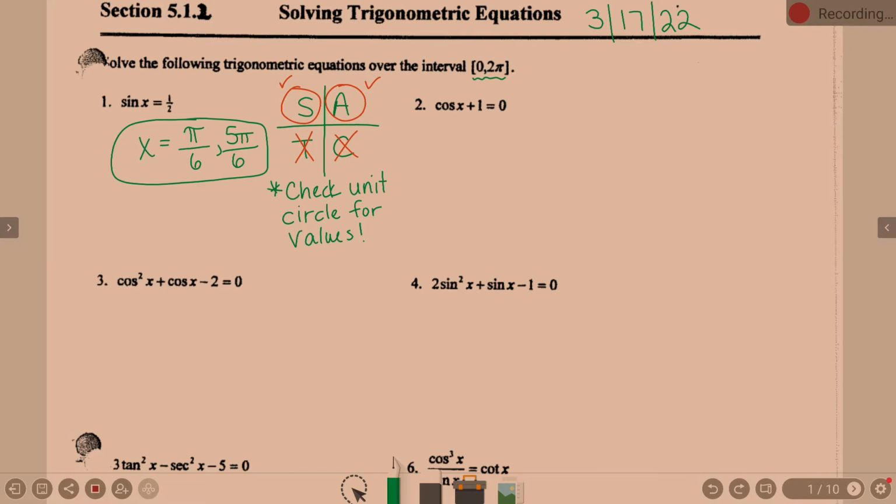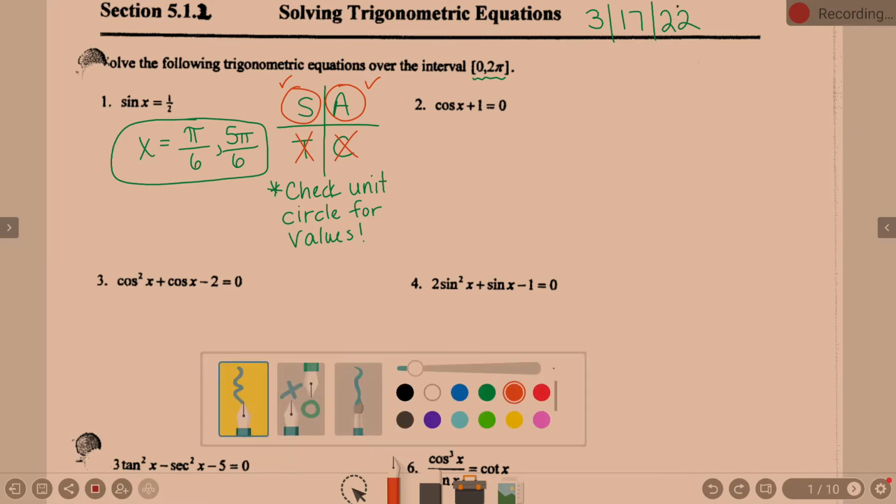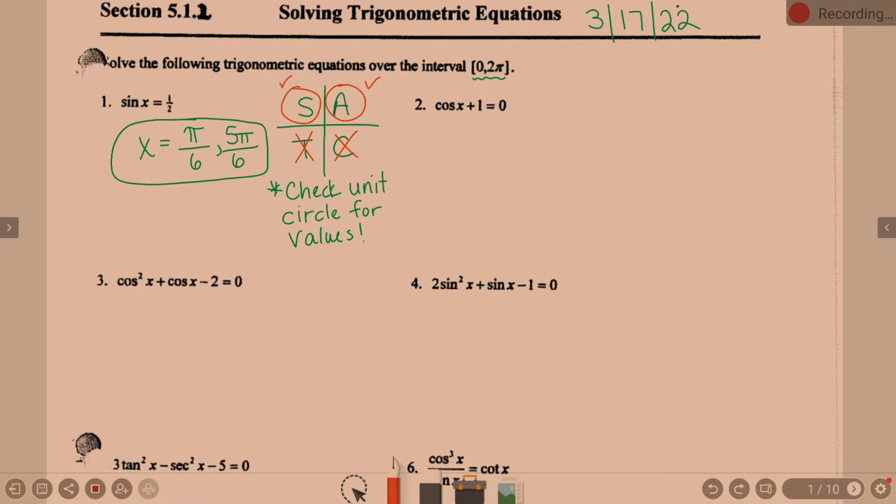We're not getting x by itself, but we're getting cosine x by itself. How do I get cosine x by itself? If it's cosine x plus 1, we're going to subtract 1. If I subtract 1 on the left, I'm subtracting 1 on the right. So what does my equation read now? We have cosine x by itself. 0 minus 1 is negative 1.